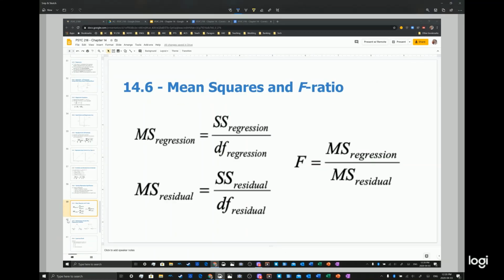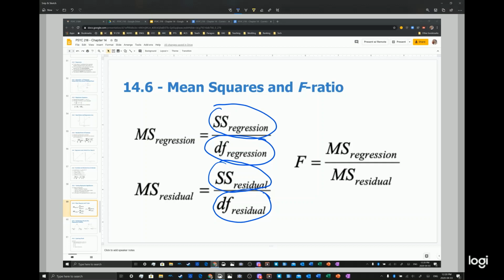So we have mean squares and the F ratio, which we can get. Again, we have already worked out your sum of squares regression, and we know your degrees of freedom for regression and residual is n-2. The bit that we want to watch out for is how we calculate your sum of squares regression and your sum of squares residual.